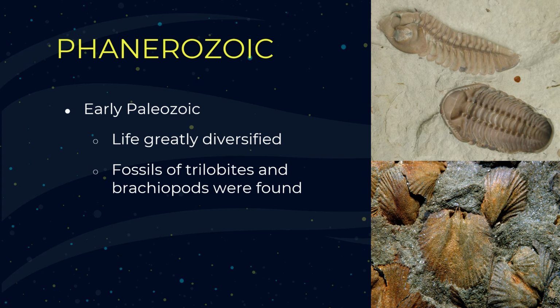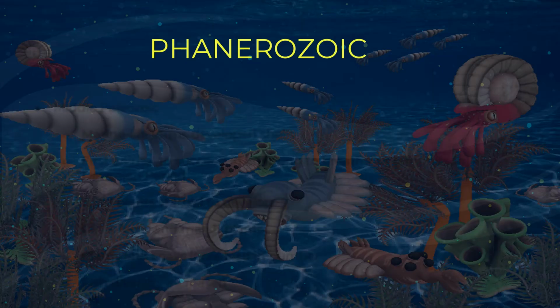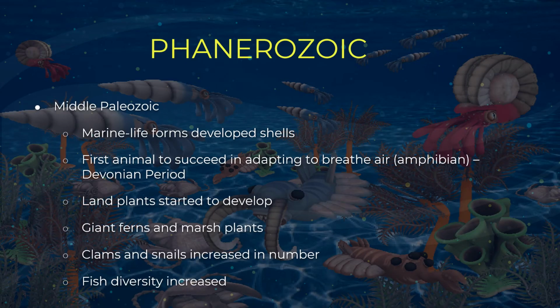During the middle Paleozoic era, marine life forms had developed shells. These shells formed beds of limestone and coral reefs. The first animal to succeed in adapting itself to breathe air was said to be an amphibian that came out of the sea during the Devonian period. And land plants also began to develop during this period.